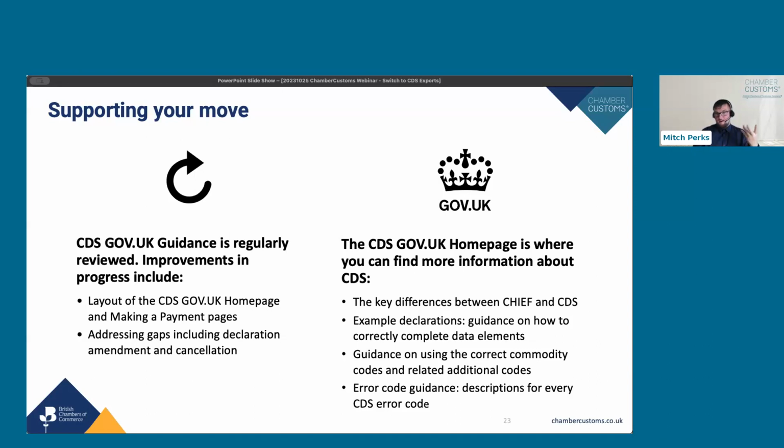And like it says there on the right-hand side of the Gov UK homepage, there's all that information about the difference between CHIEF and CDS. There's the guidance on how to complete the data elements correctly. With the trade tariff guide, you have up-to-date, correct information on the commodity codes and the requirements for them, and you can filter by the country that you're exporting to, or importing from, to look for specific requirements. Also there are descriptions for all the error codes. That used to be quite a difficult one with CHIEF. We'd get a random error code that we'd never seen before.